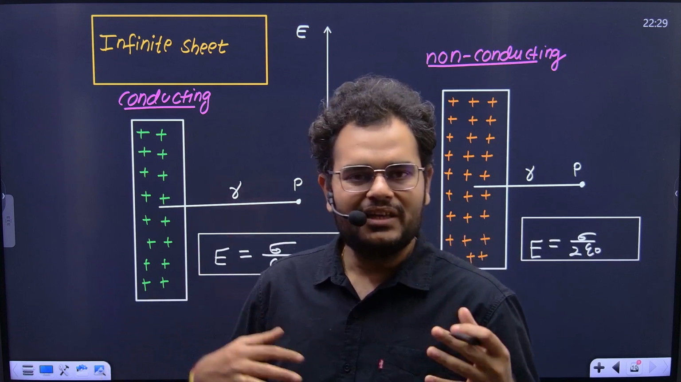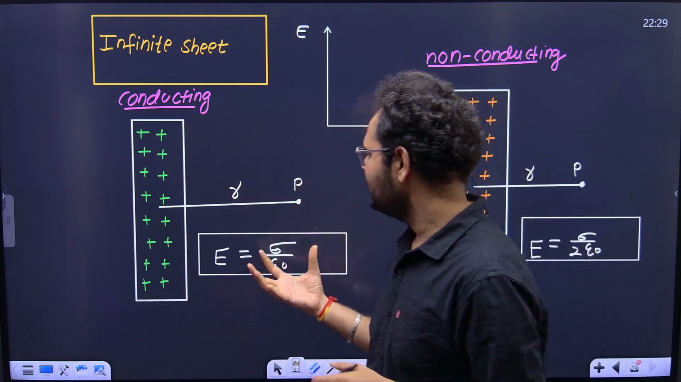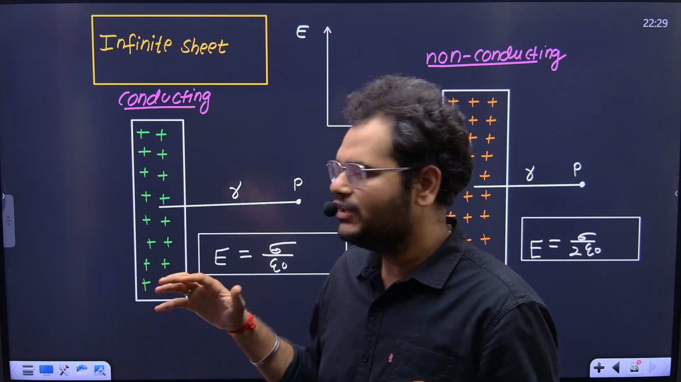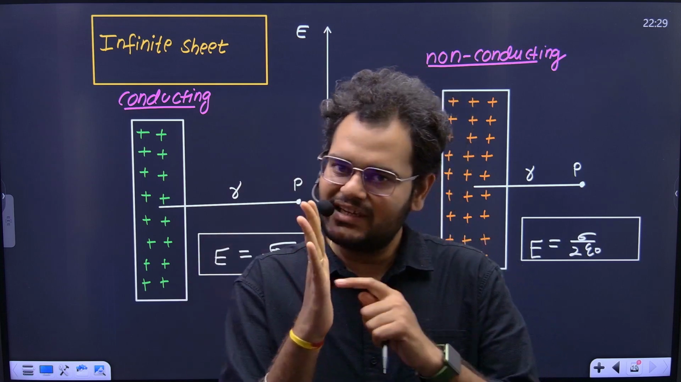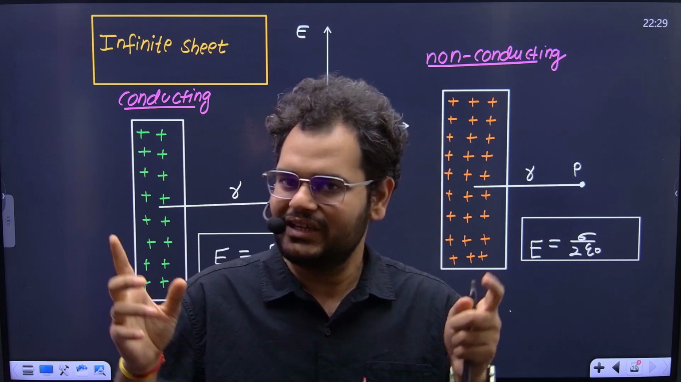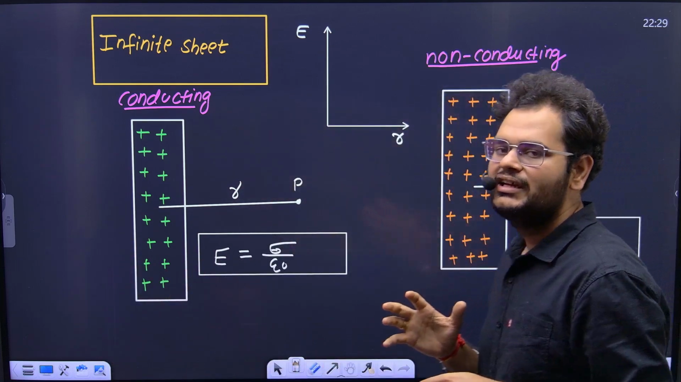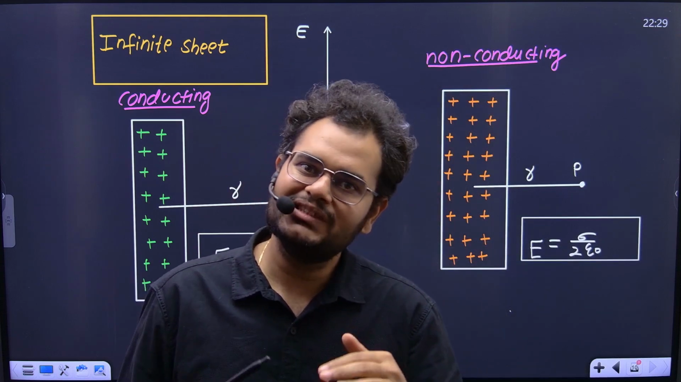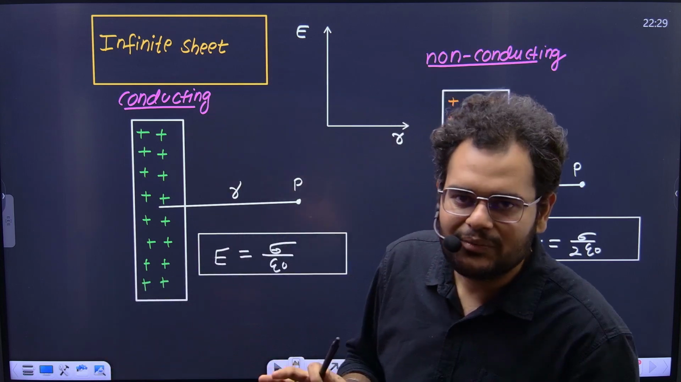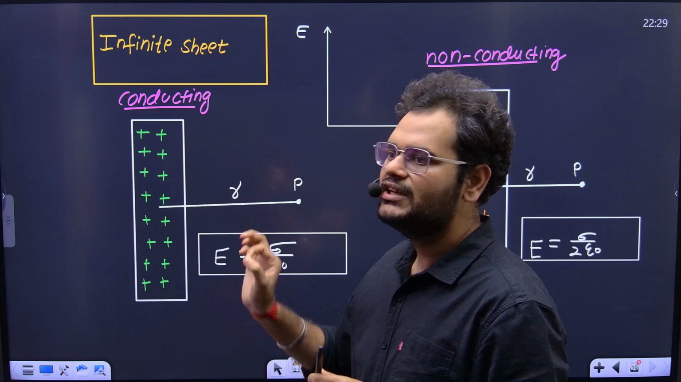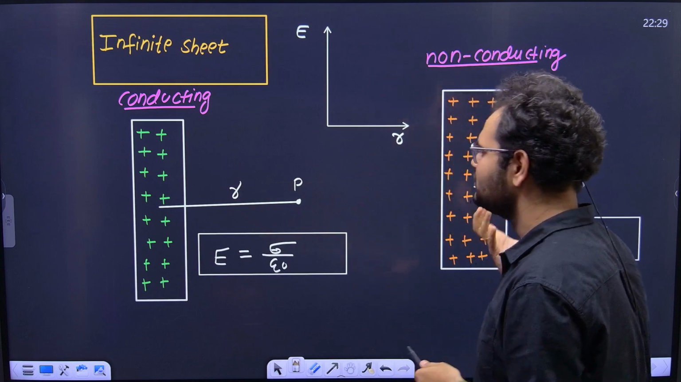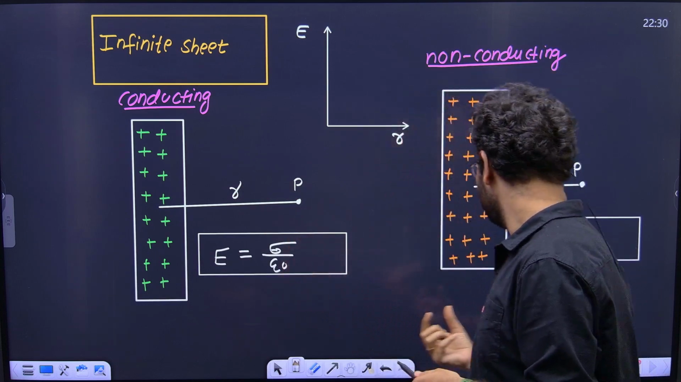One logic many students ask: sir, if the surface charge density is the same, why is the electric field more for conducting? Actually, in case of conducting, the charge resides on the surface, right? So when the charge resides on the surface, it contributes more to the electric field. But in non-conducting, charge also resides in the volume. So that reduces the surface charge density, or we can say that it increases the area. So the logic to remember is that since charge resides on the surface for conducting materials, the electric field is more, and inside the volume, that's why the electric field here is less. So here it is sigma by epsilon naught, and here sigma by 2 epsilon naught.